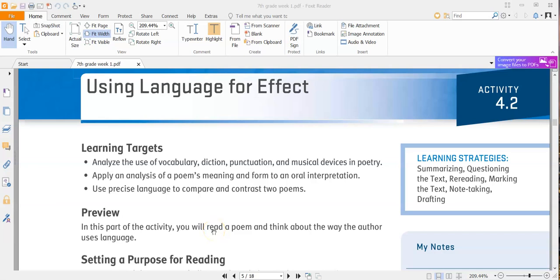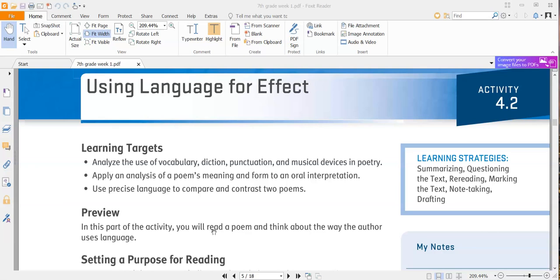I'm here with you today going over 4.2, the activity in the 7th grade Springboard book for language arts. This activity is a little long, so it may need to be divided into multiple sections. Let's just see where it goes. To begin with, we're doing using language for effect.